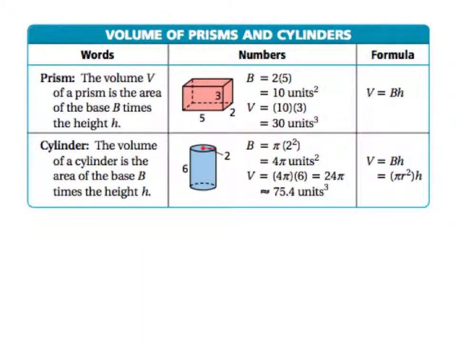So here are some of our formulas that we need to know. Volume of prisms and cylinders. To find the volume of a prism, you're going to use volume is equal to base times height. Write that into your notebook. Volume is equal to base times height.